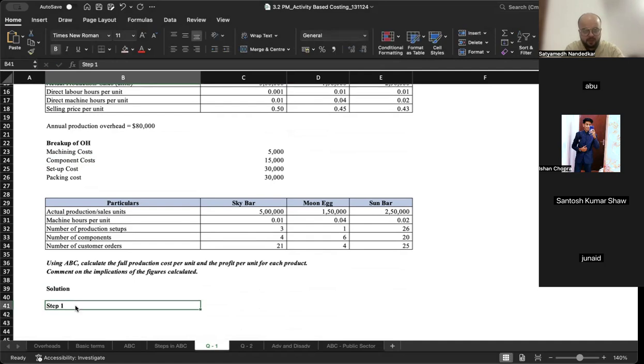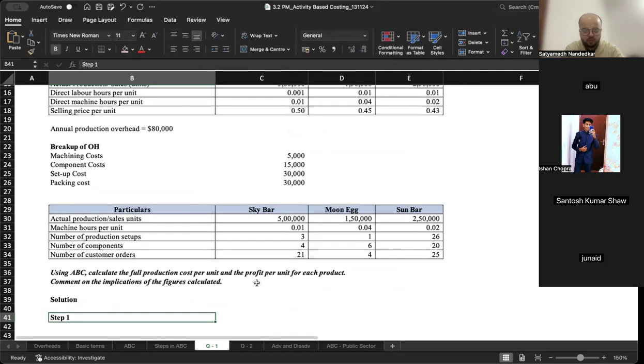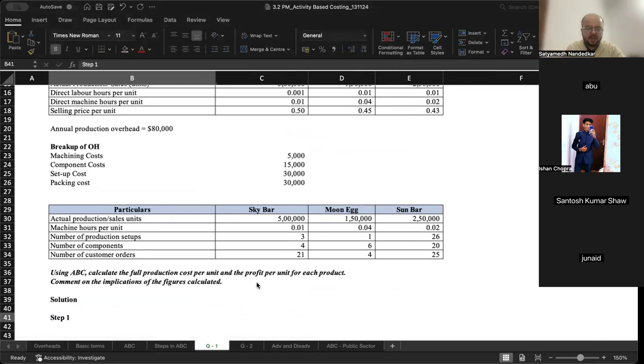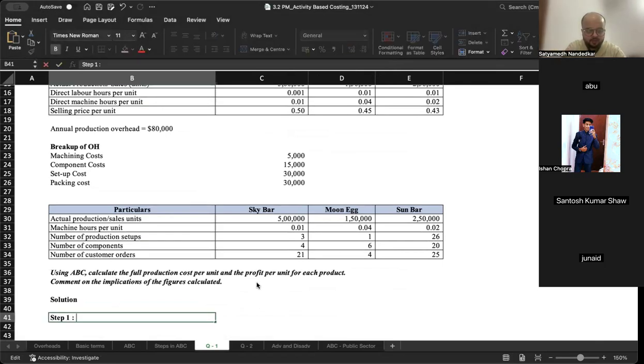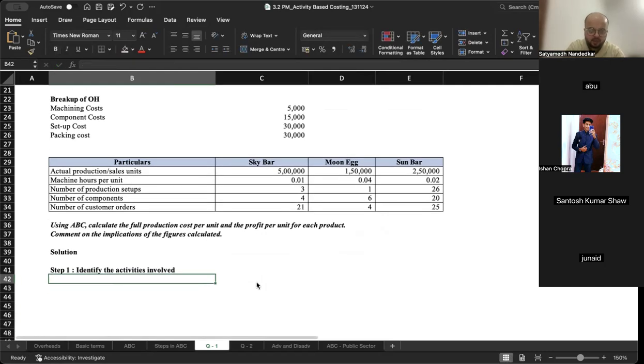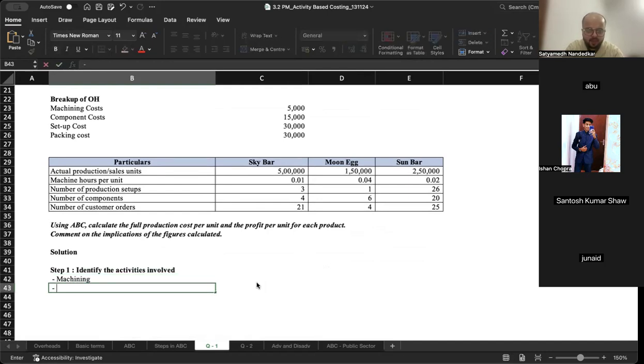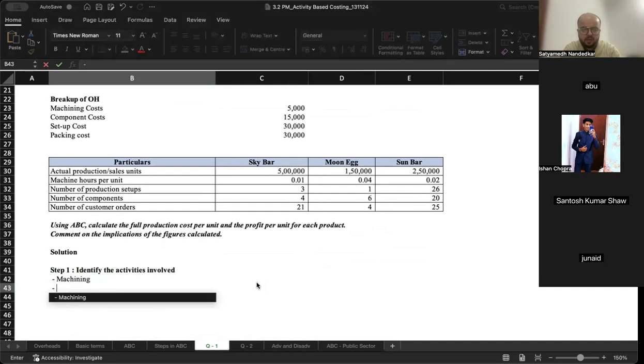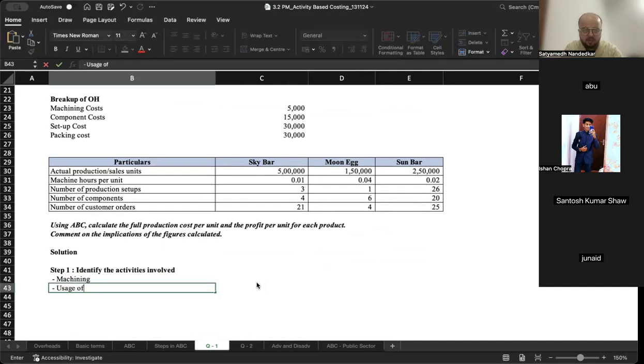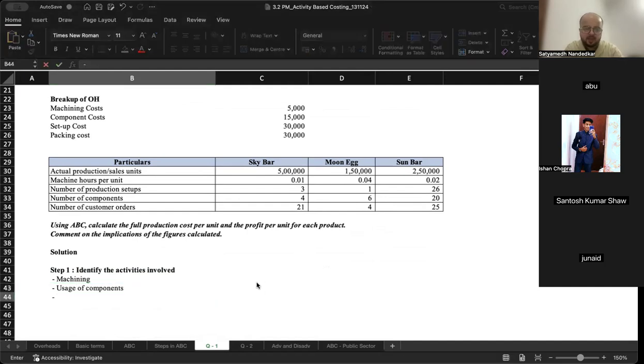The first step that you should do in this journey is identify the activities involved. What are the activities? There are four, I think. The first one is machining. The second one is what? Component is not an activity. Maybe it is called usage of components. You will have to give some such name. Then setup.